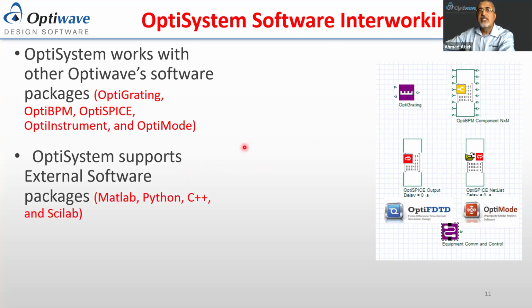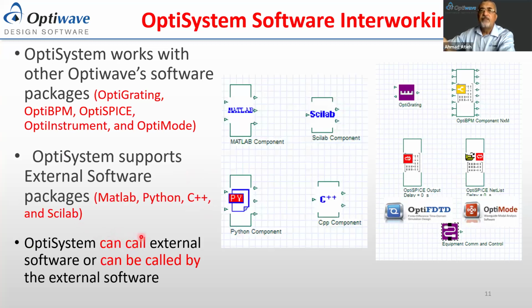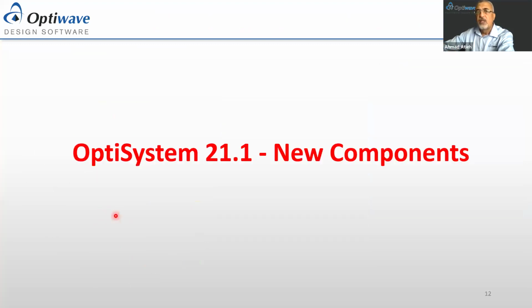Also, this system can talk to external software like MATLAB, Python, C++, Scilab, where the user can either call software from OptiSystem, or you can call OptiSystem from the software. So the ability to call OptiSystem from MATLAB or Python is the same thing. You can call Python from OptiSystem. So it depends on the application you want it to do.